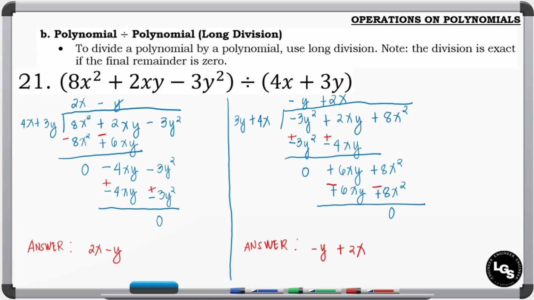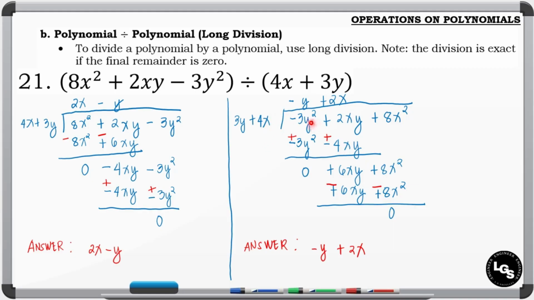So that is the other example for the long division that we can use for polynomial divided by another polynomial. The same process is used even if we have a trinomial as the divisor. In this example, we only used a binomial as a divisor. But if we have a divisor that is a trinomial, meaning three terms, the process is also the same.